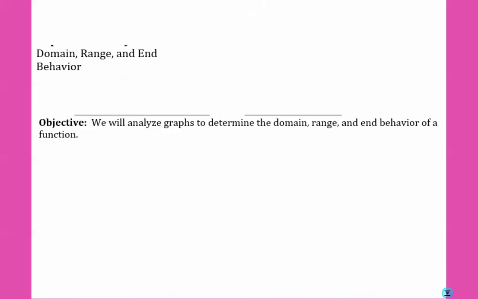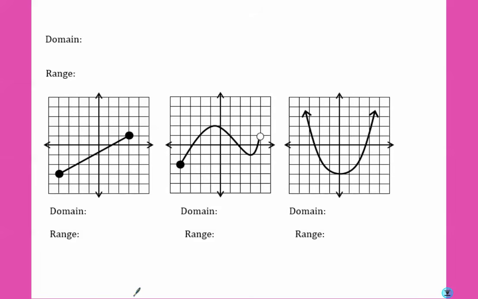Today we're going to be talking about domain, range, and end behavior. Our objective is that we will analyze graphs to determine the domain, range, and the end behavior of a function. Now for this lesson, you're going to want multiple colors because I'm going to use a lot of color coding to help you guys see what's going on.